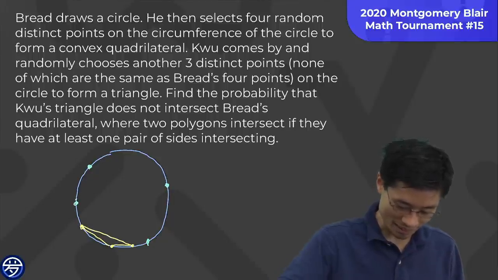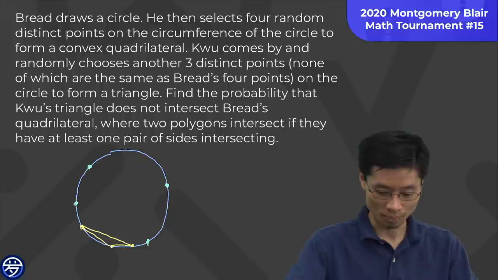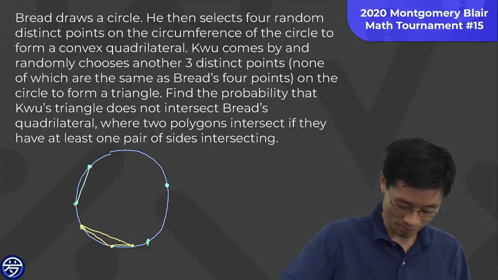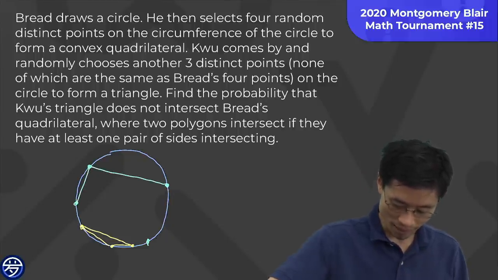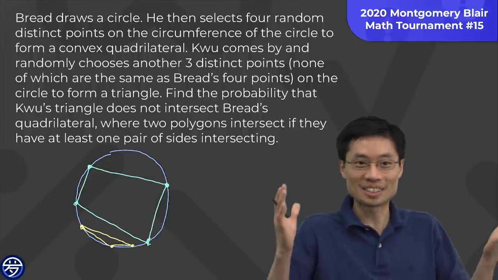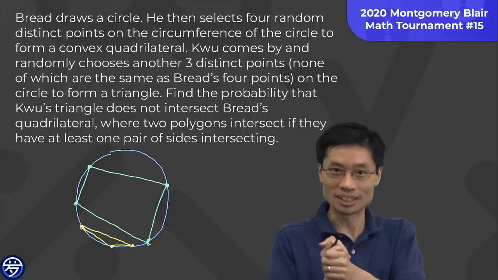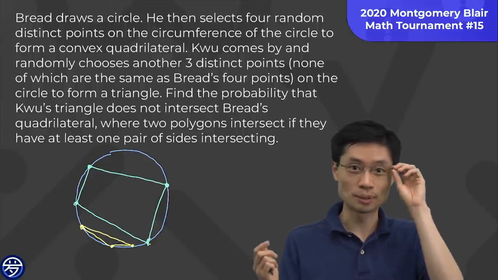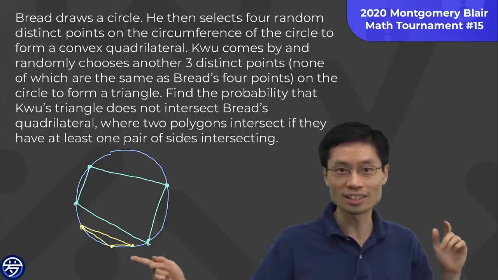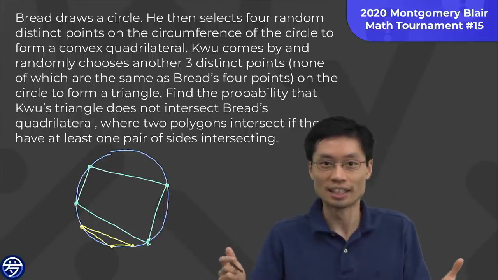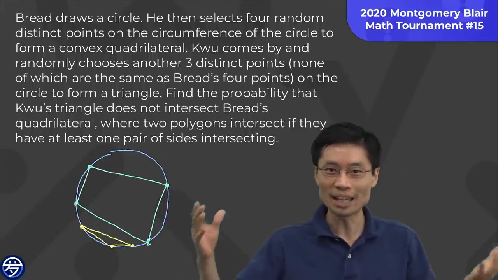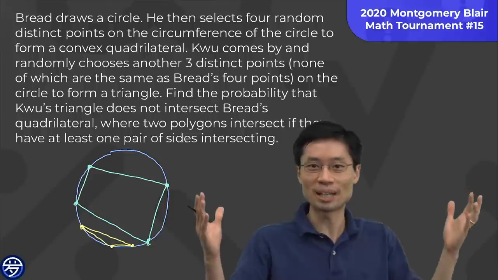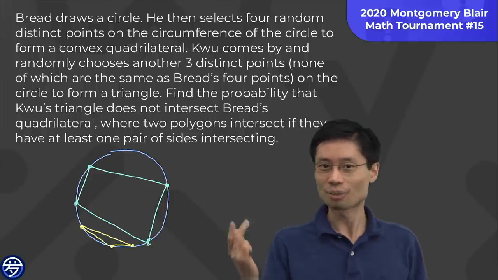It's like this. Wait, Bread was green. See? When I did this, they didn't intersect. So it seems okay. Oh my goodness. But how in the world can I do this? I'm supposed to find the probability that the triangle and the quadrilateral don't intersect. But you know how many different ways I could do the triangle? How many different ways I could make the quadrilateral? How would I even think about this?